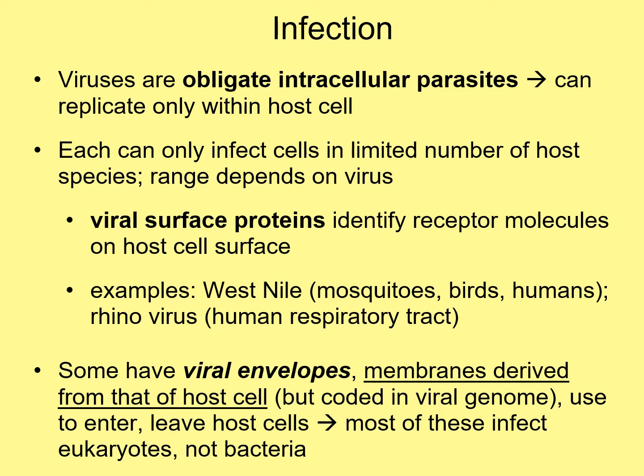So once it's inside, it's going to hijack the cell's machinery and say, hey, you're not going to make your stuff anymore. You're going to copy my genetic material, and you're going to make my capsid protein, and you're going to make the receptors for the viral envelope. And then, of course, it's going to steal the membrane and wrap it around the capsid, which in turn is wrapped around the genetic material.